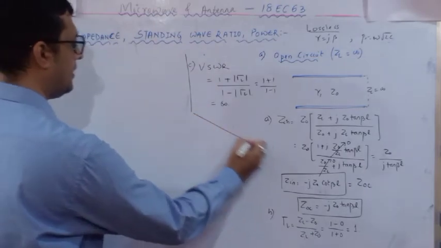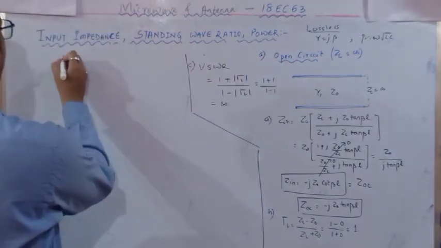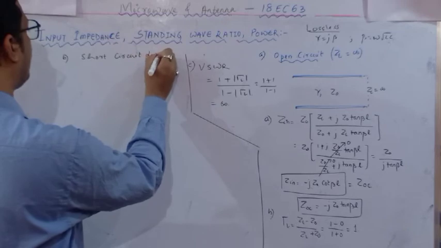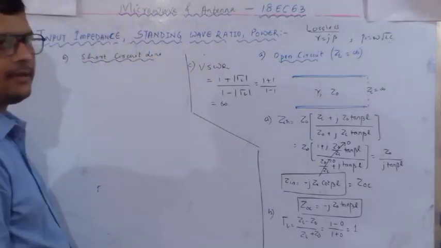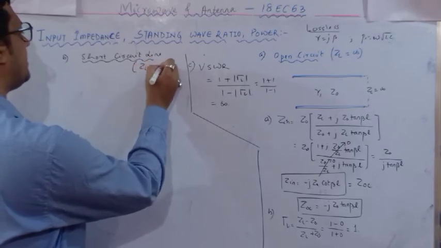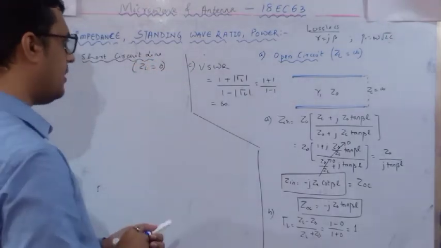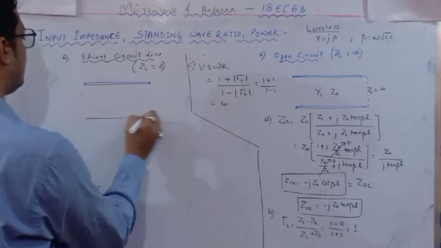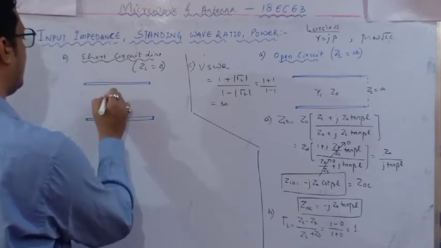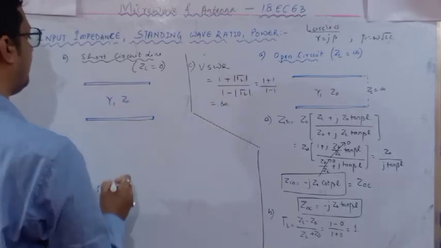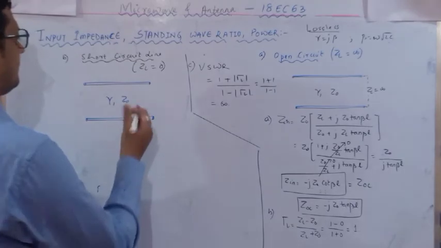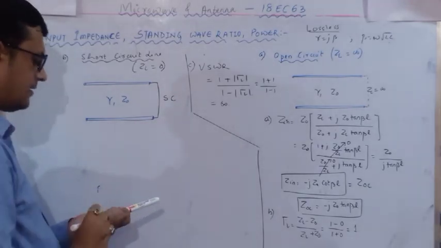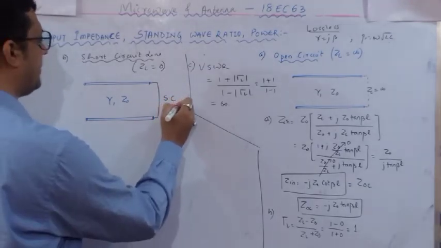Now similarly, we can calculate for the short circuit line. What does it indicate? Short circuit line means your load impedance is 0. How will it look? Let's see. This is my transmission line, a two-wire line. I am considering gamma and Z0. There is no load, but it is short circuited. So if it is short circuited, the load impedance is 0.